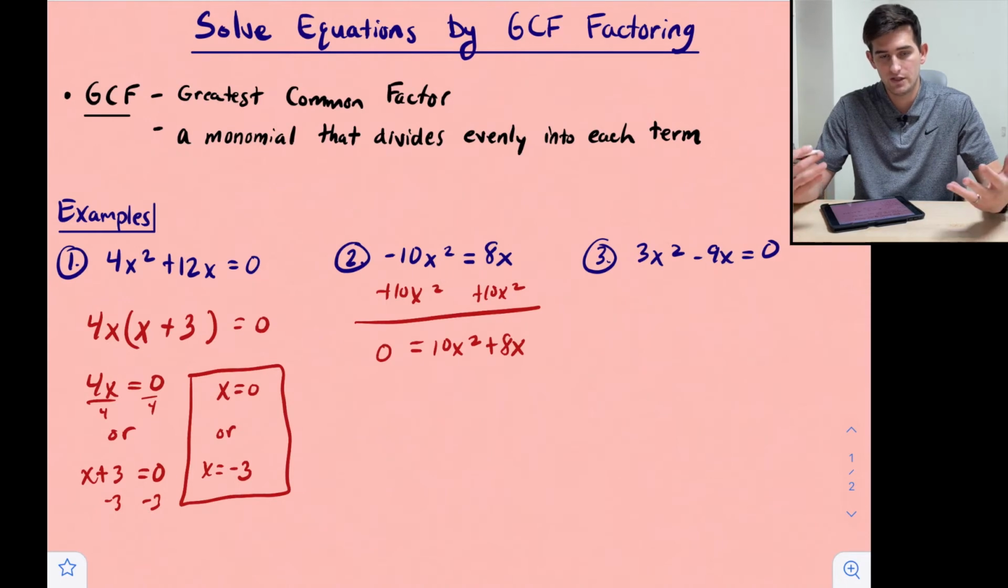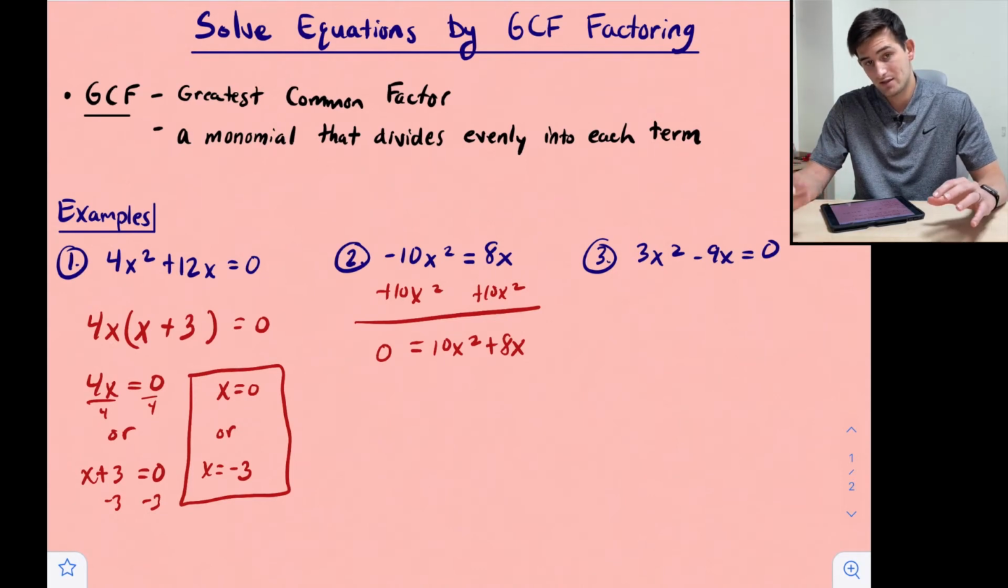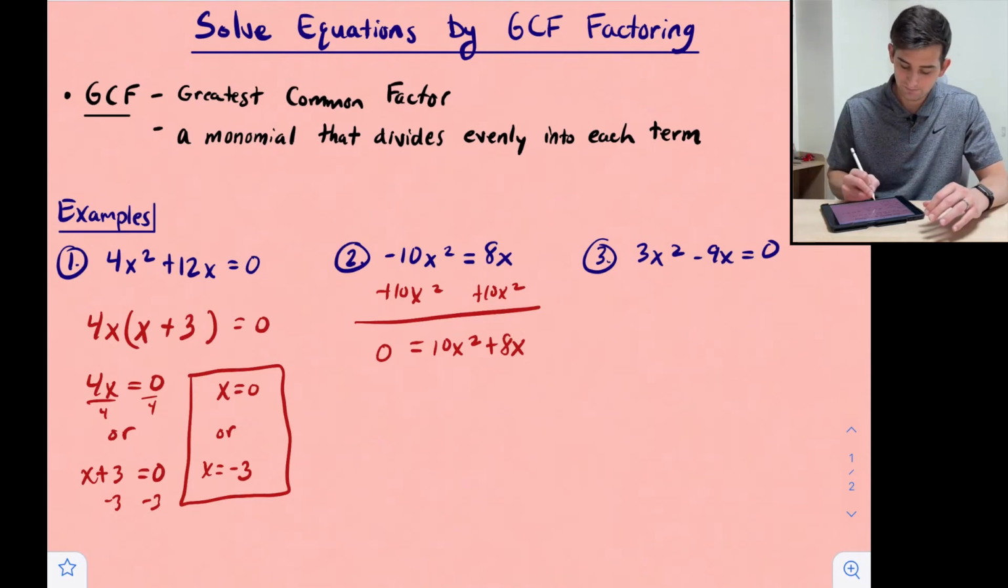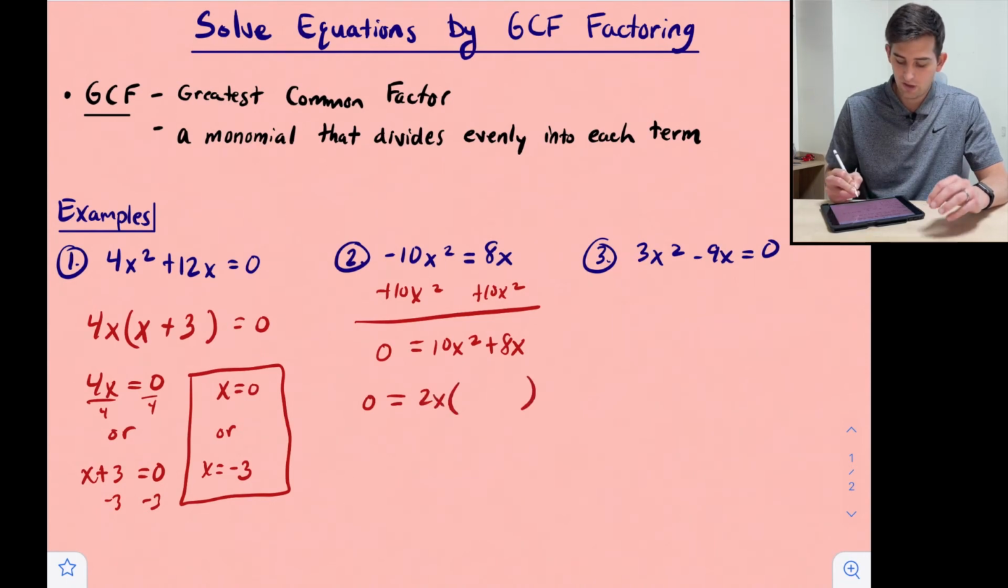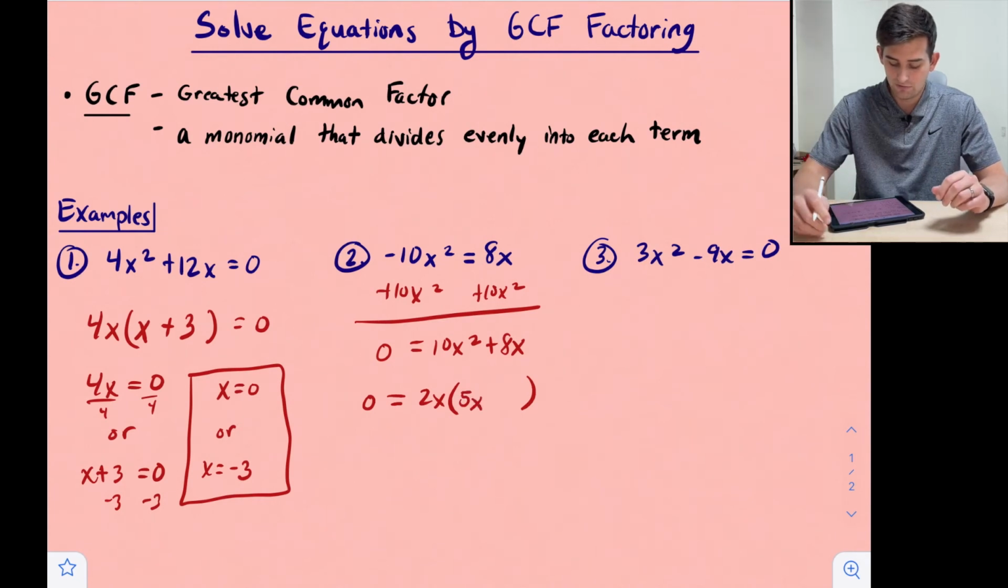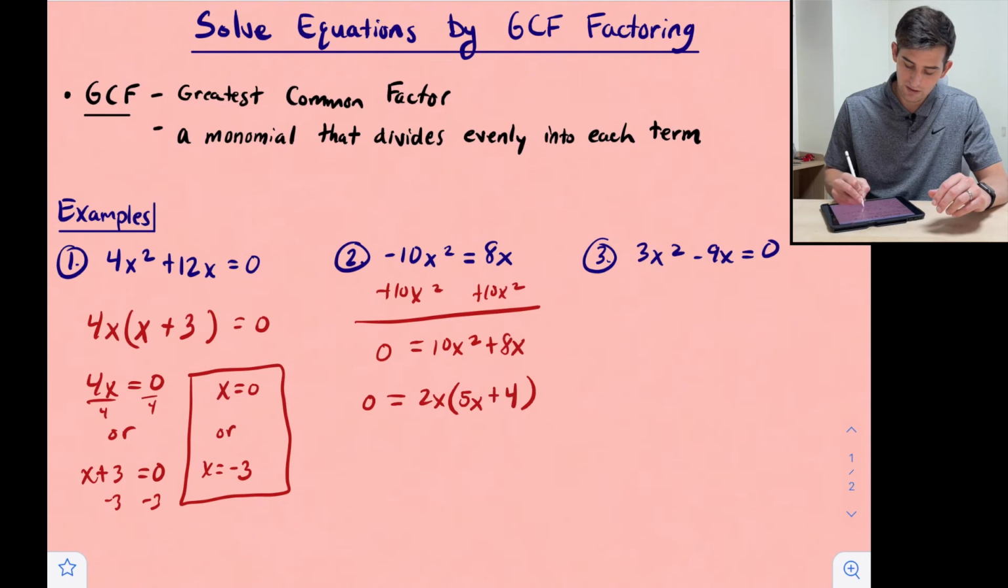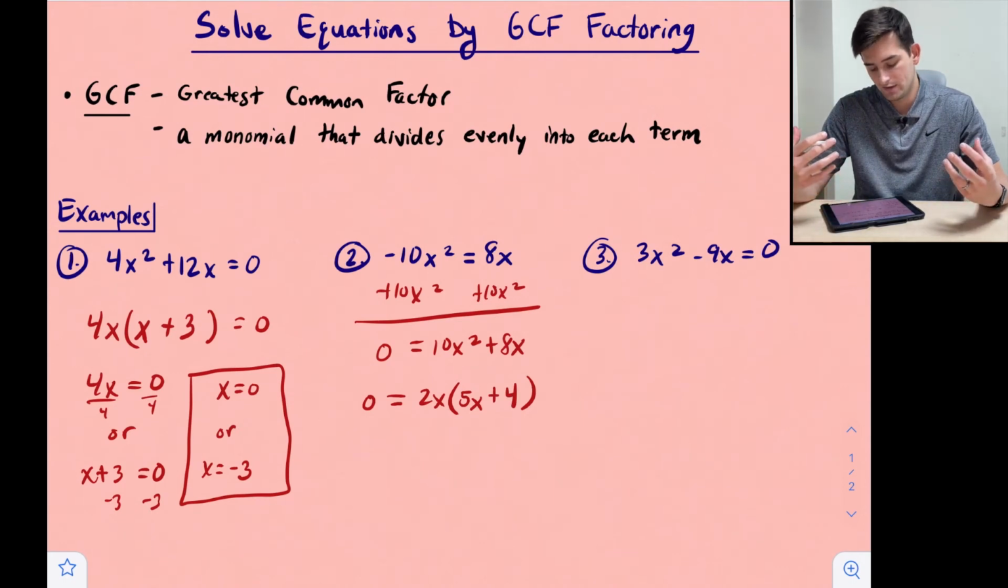So we're going to factor using the GCF because we have 10 and 8, those are even numbers, so we could factor out a 2, and we also have x squared and x, so we could factor out an x. So I'm going to say 0 equals 2x, and we're going to multiply 2x by 5x in order for us to get to 10x squared. And we're going to multiply 2x by 4 in order for us to get to 8x.